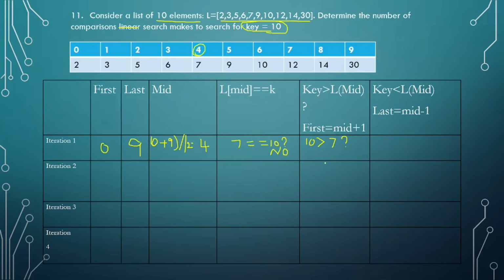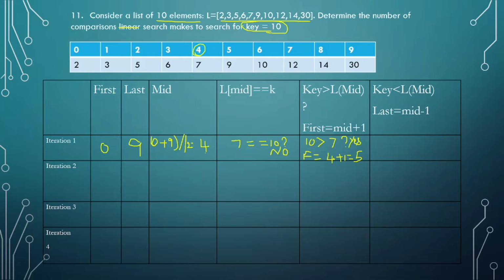So what do you have to do? First equals mid plus 1, you are going to mention. So you can mention here yes, and first equals what? I am not writing completely. First equals mid plus 1, and mid is 4. So 4 plus 1 is 5, you are going to mention it. Clear? If it is greater than, there is no need to check the less than. So this line you can skip for the first iteration.